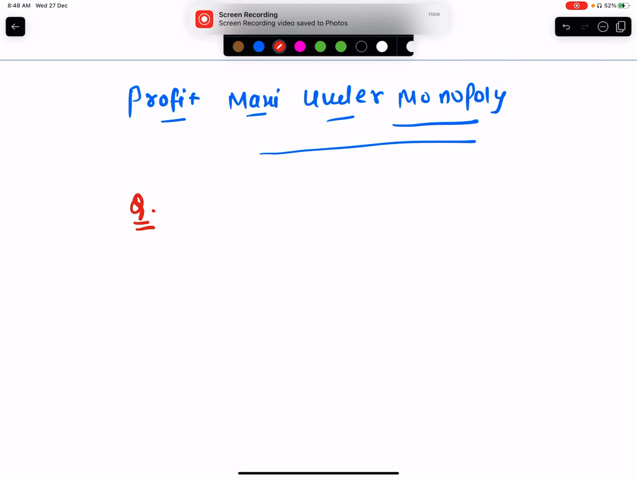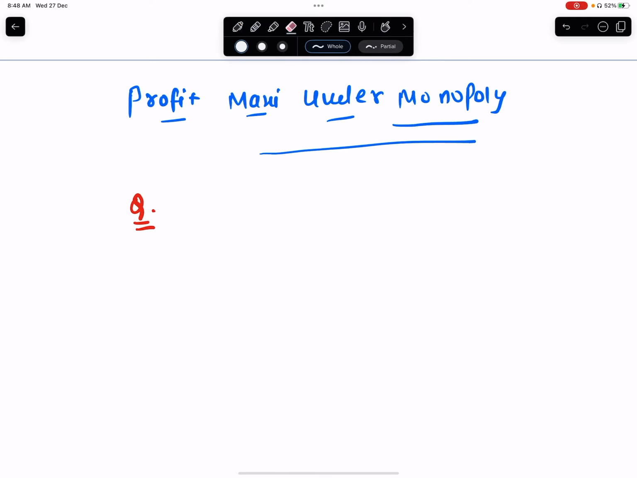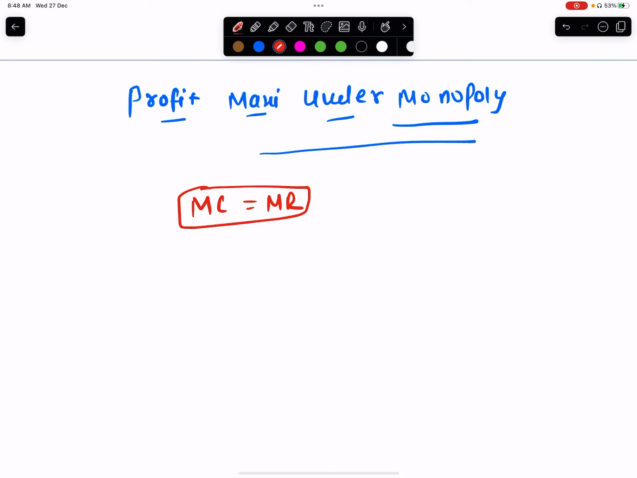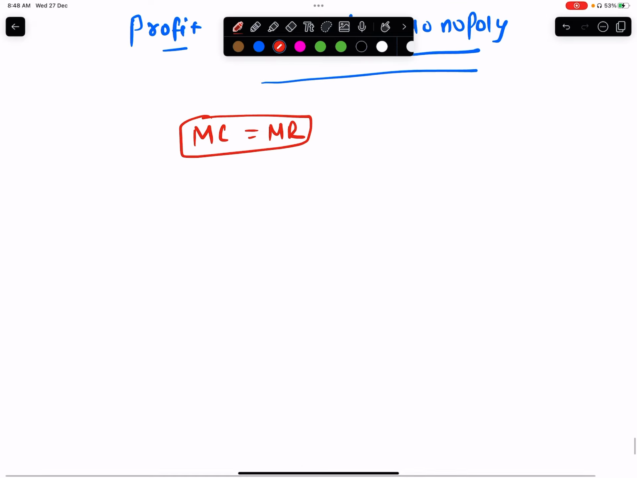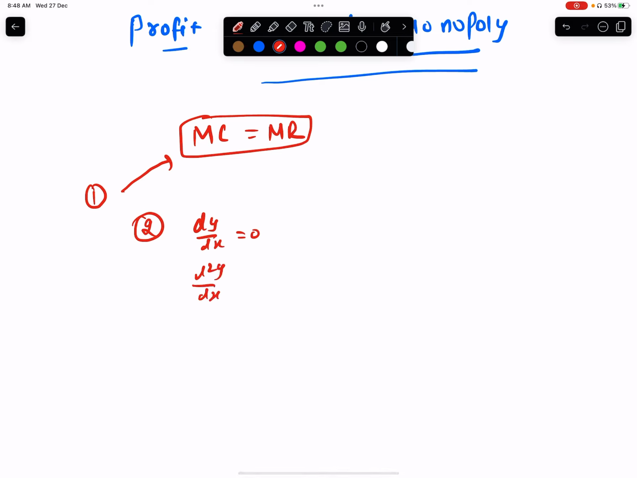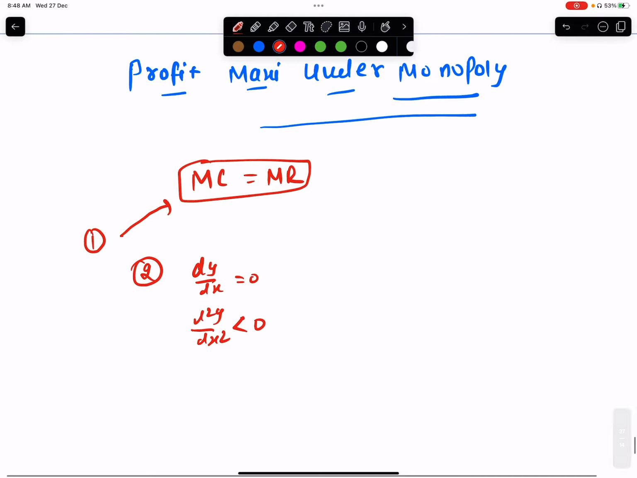In this part, we will see how we can do profit maximization and minimization under monopoly. Under monopoly, marginal cost is equal to marginal revenue. So we have two processes to solve these questions. The first process is we put MC equals to MR, and the second is the basic method: first dy by dx equals 0, and then d square y by dx square is less than 0. This is the basic process.